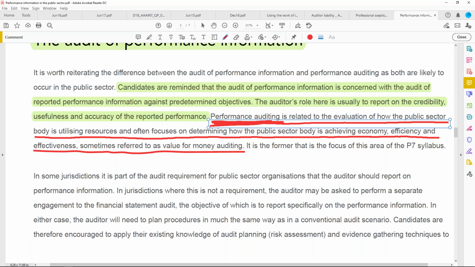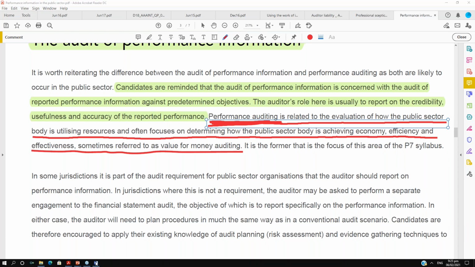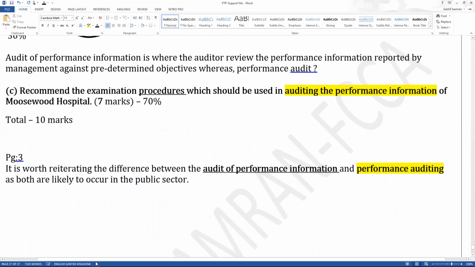Have you covered value for money auditing as a role of internal auditor in the F8 paper, the 3E's audit? Can you remember that? So what is performance auditing? Performance auditing is as simple as that, a value for money auditing, where you focus on the 3E's. So let's write the difference.